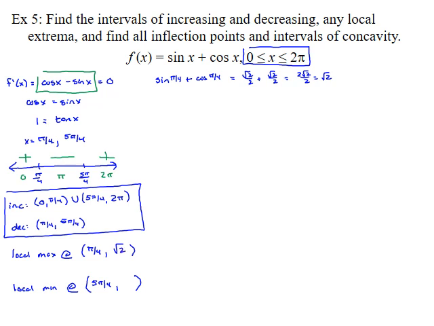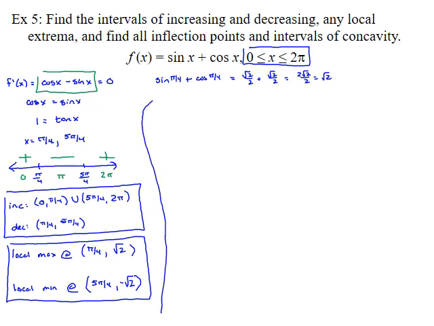And then just to save a little bit of time, if you plug 5 pi over 4 into the original function, you're just going to get the negative values instead. So you should end up very similarly getting negative square root of 2. So you have one local maximum and one local minimum on this interval. So that takes care of all the first derivative stuff.